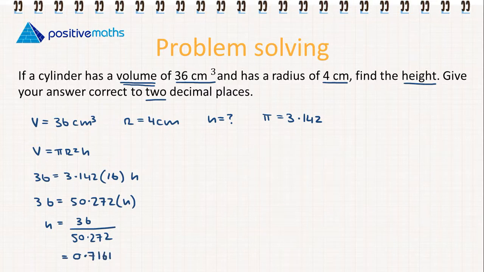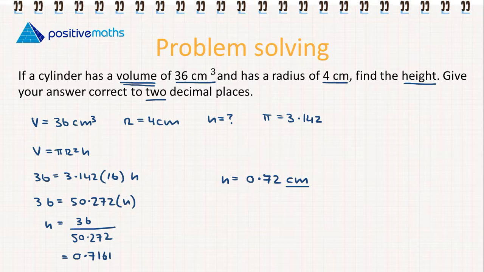0.7161. So again, before we leave that as our final answer, we check that we need to round to two decimal places. So our height is going to be 0.72, and again, it's centimeters for our units.